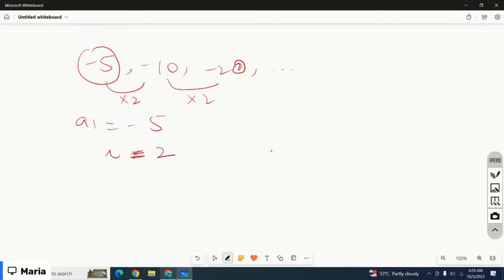So you have to use the formula that is an equals a1 times r to the power n minus 1, right? Yes, it is. a1 is the first term of the sequence, that is -5. r is the common ratio, that would be 2. And the exponent is n minus 1. So that is the expression that describes the sequence, that is -5 times 2 to the power n minus 1.